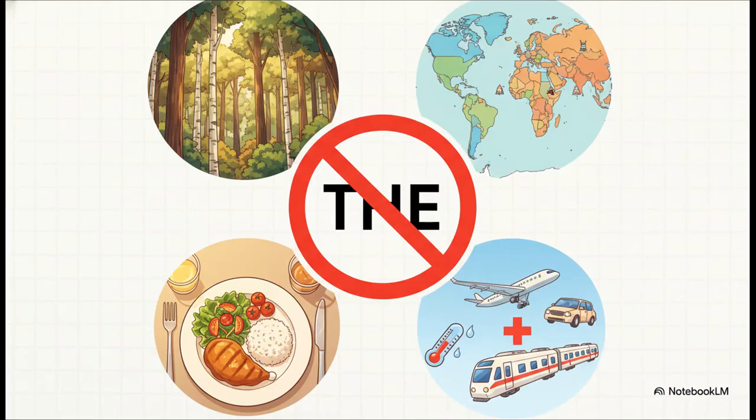Knowing when not to use the is just as important. The big one is when you're talking about things in general. You say trees produce oxygen, not the trees. We also usually drop it for most countries and cities, for meals, for most illnesses, and when we talk about how we travel, like by plane or by car.